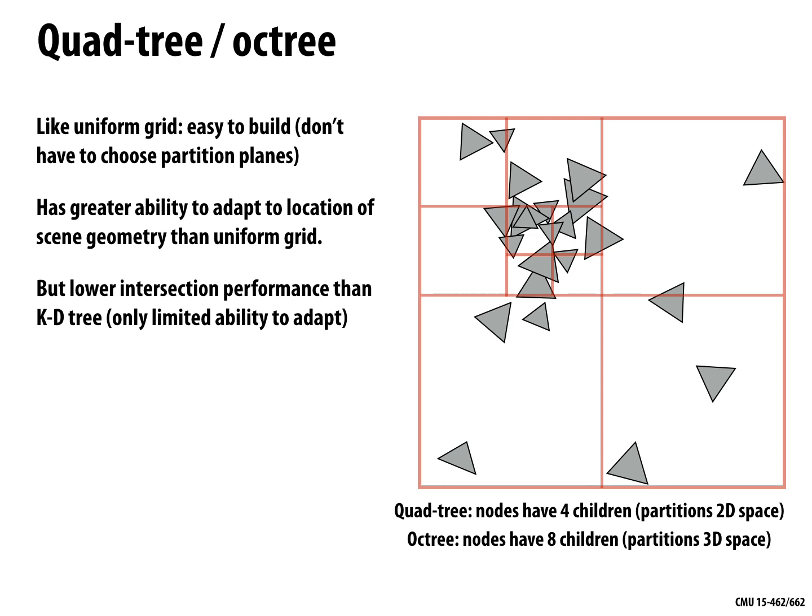On the other hand, it has some advantages that a uniform grid doesn't. It's easier to adapt an octree to the location of scene geometry. We can solve this teapot in a stadium problem a little bit better. But generally, in terms of real performance, octrees and quadtrees are going to have lower intersection performance than a KD tree. There's only kind of a limited ability to adapt. We can only shrink down the cells so fast. And again, we don't get a choice of where to put the splits. Okay, and there's a lot of other strategies people use for both spatial and element partitioning.